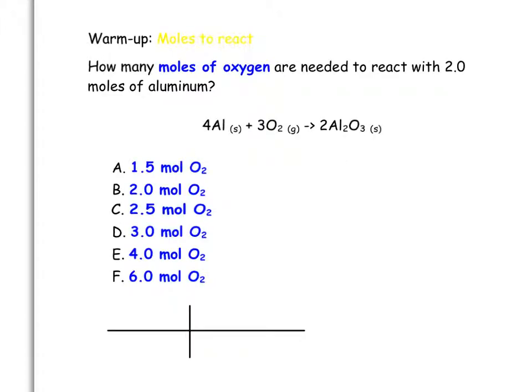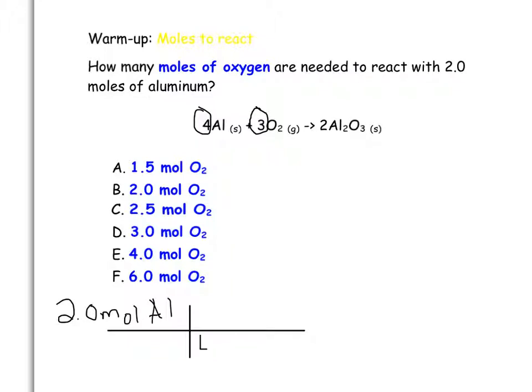Before we begin, I want to do a refresher on what we learned yesterday. So, how many moles of oxygen are needed to react with 2 moles of aluminum? To solve for this, we're going to start with our 2 moles of aluminum. And we are going to use our mole to mole ratio to convert from 2 moles of aluminum to our moles of oxygen. And looking at this, you will notice that there are 3 moles of oxygen required for every 4 moles of aluminum used.